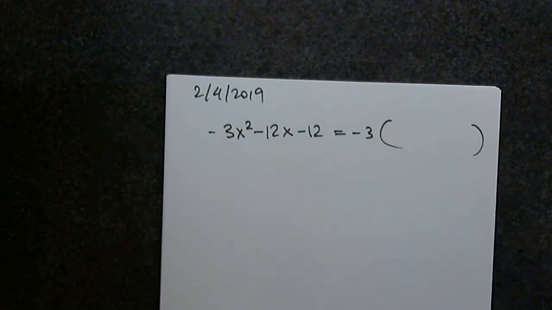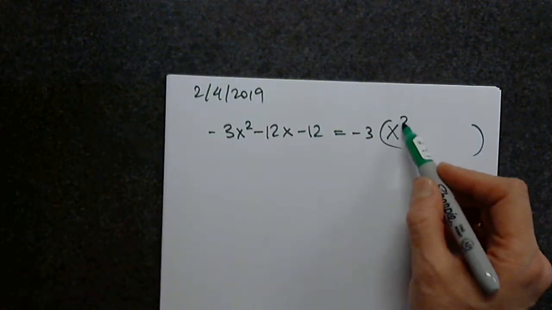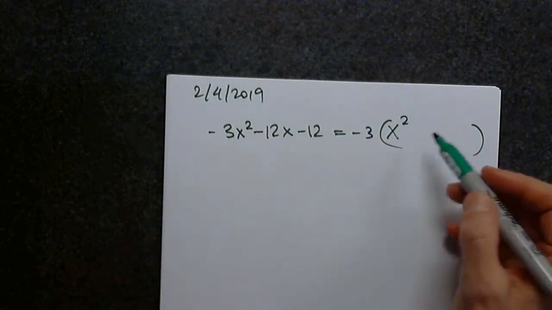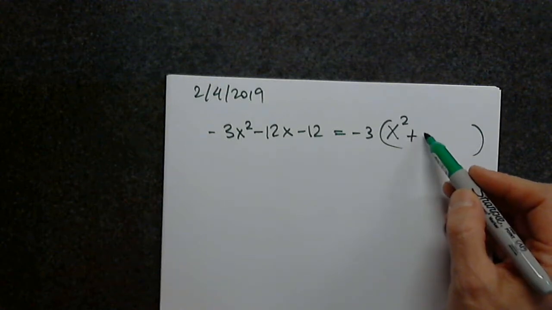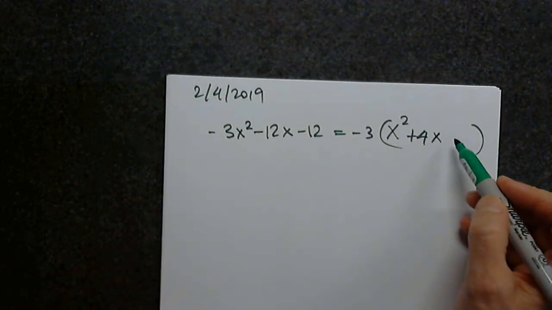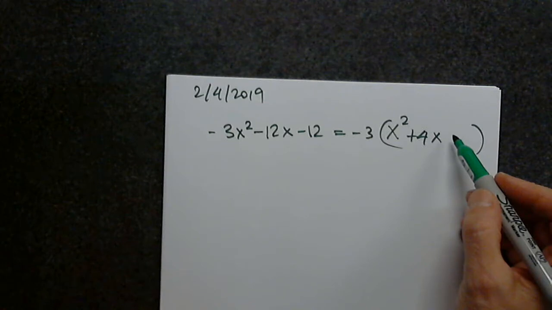I start with 3, I have to have 3 terms. Awesome. X squared minus x, very carefully. So it'd be plus and plus. Plus x plus. Yep.